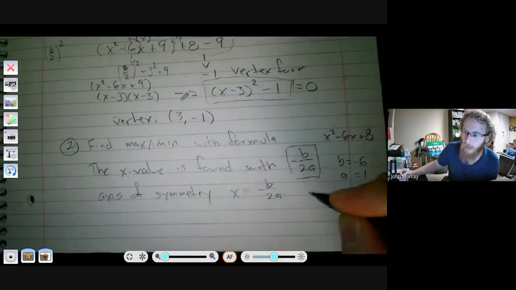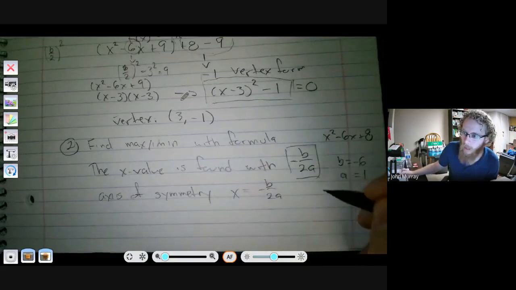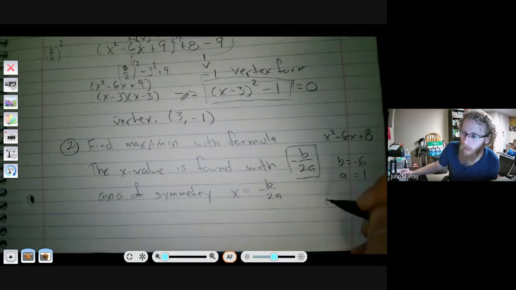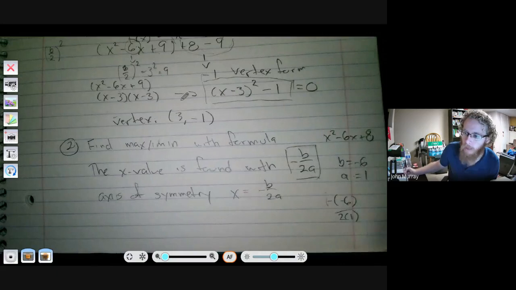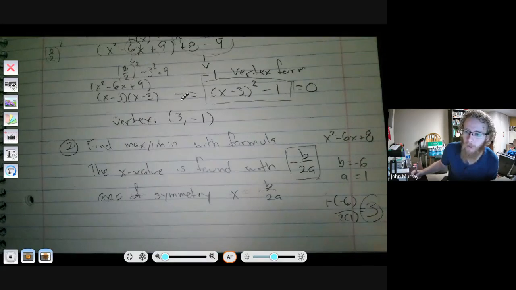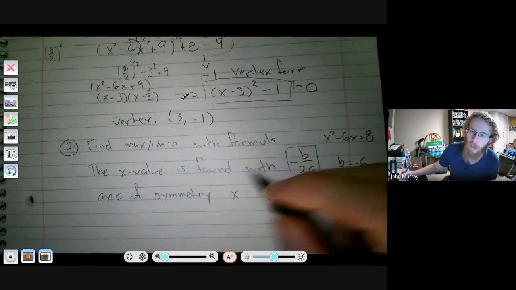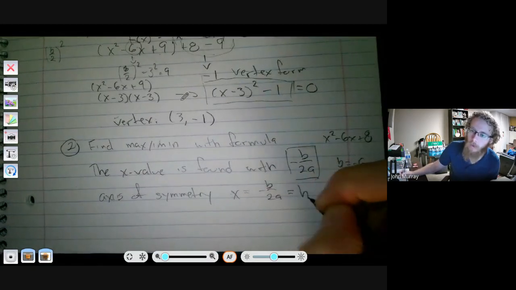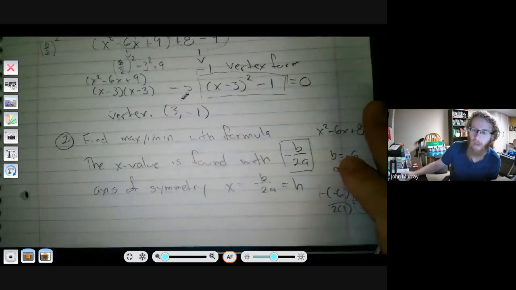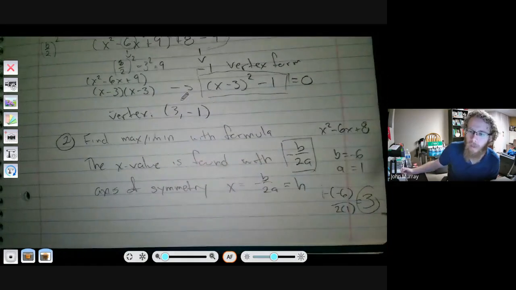So we plug this in to the negative b over 2a. Just be careful because this negative's out here. So I'm going to write negative 6 over 2 times a, which is 1. So that's positive 6 over 2, which is 3. So I have my axis of symmetry at 3, right, which is also our h value. Okay, going back up here. So we have that.